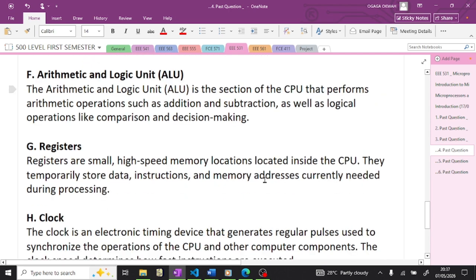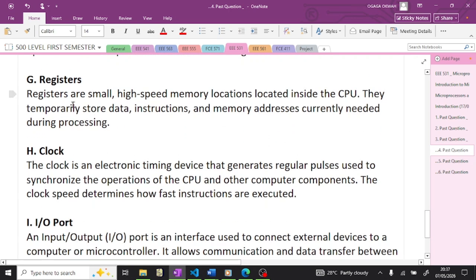Okay? Then for G, we have registers. This is also a memory. Okay, guys, this is another memory, but they are small. Registers are small, high speed memory locations located inside the CPU.